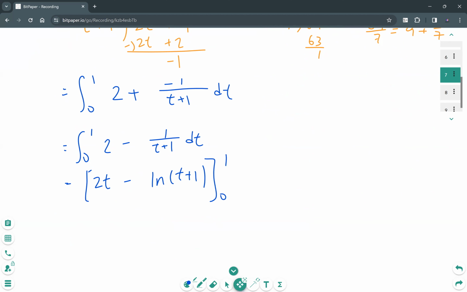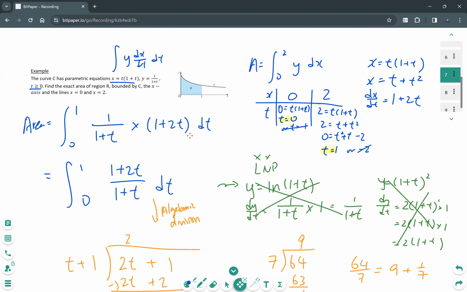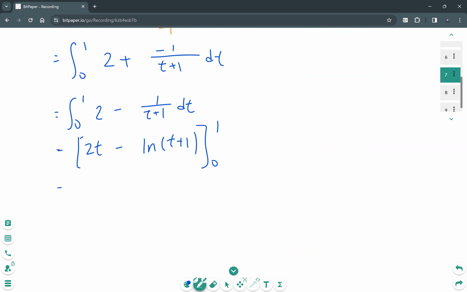The question calls for 0 to 1? Yep, it calls for an exact value. So for the exact value, substitute in 1 by 1. So sub in 1, so 2 minus ln 2, subtract, put a bracket, sub in 0, 0 minus ln 1, which is all 0. So that's only 2 minus ln 2, and that's the final answer.